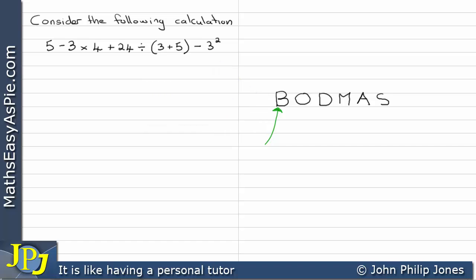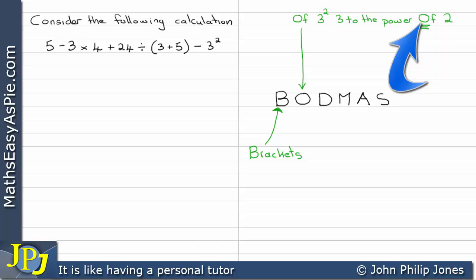Now, the letter B of the word BODMAS actually stands for brackets. Now, this means we perform the calculation contained within the brackets first. And in the example we can see in this particular video, we in fact would perform the 3 plus 5 first. The second letter in the word BODMAS is O, and we need to think of this as representing of. And the word of comes from the fact, if I look at the example 3 to the 2, we can write that out as 3 to the power of 2. And we take the O of, and that becomes the second letter in the word BODMAS.